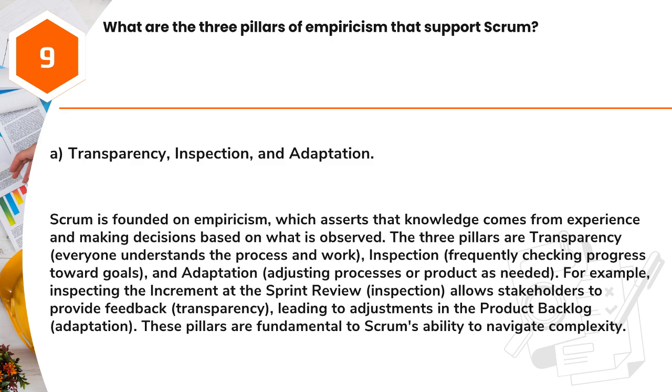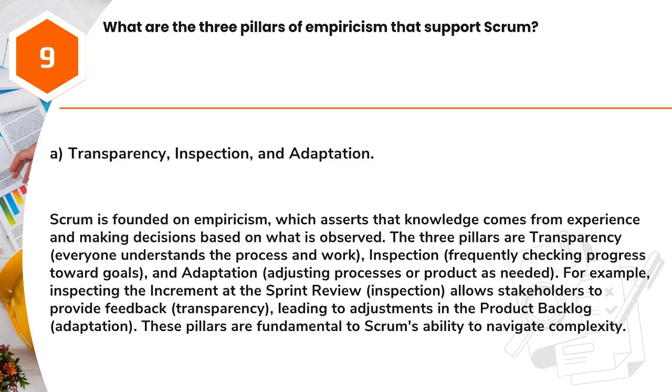Answer: A. Transparency, inspection, and adaptation. Scrum is founded on empiricism, which asserts that knowledge comes from experience and making decisions based on what is observed. The 3 pillars are transparency, everyone understands the process and work; inspection, frequently checking progress toward goals; and adaptation, adjusting processes or product as needed.